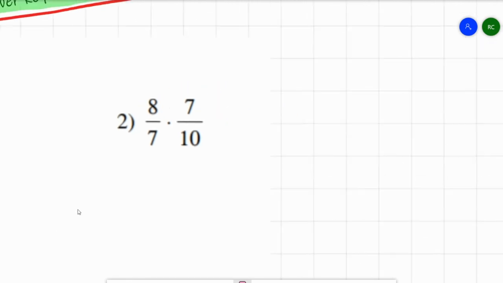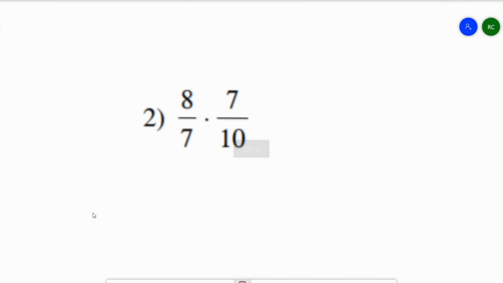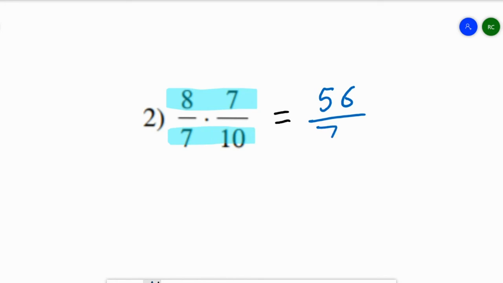8 over 7 times 7 over 10. So one totally valid way of doing this would be to multiply straight across the top and get 56 on the top, and multiply straight across the bottom and get 70 on the bottom, right? 8 times 7 is 56, 7 times 10 is 70, and then we can whittle away at this fraction in an attempt to make it more simple. But that feels like a lot of work to me. I don't like all the work that it's going to take to simplify this fraction.